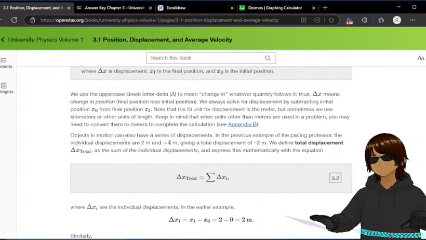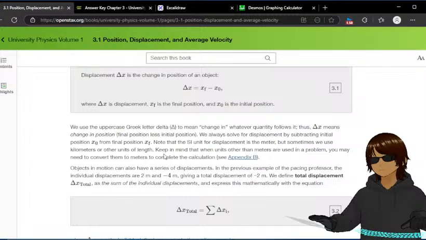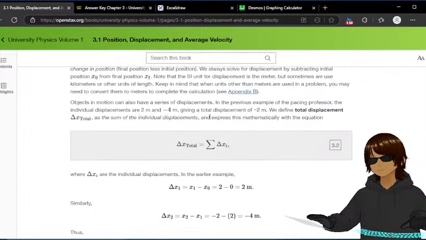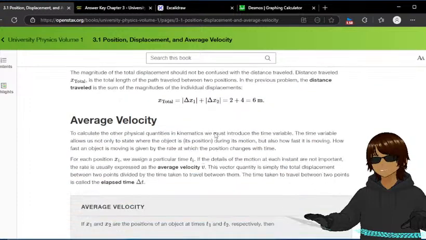Objects in motion can have a series of displacements. In the previous example of the pacing professor, the individual displacements are 2 meters and negative 4 meters, giving the total displacement of negative 2 meters. We define total displacement as the sum of individual displacements. Express this mathematically with the equation. So total displacement is the sum of all the individual displacements.